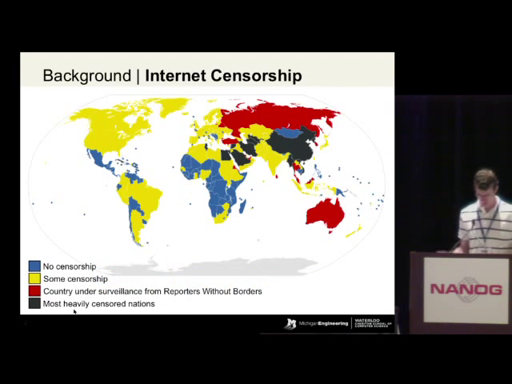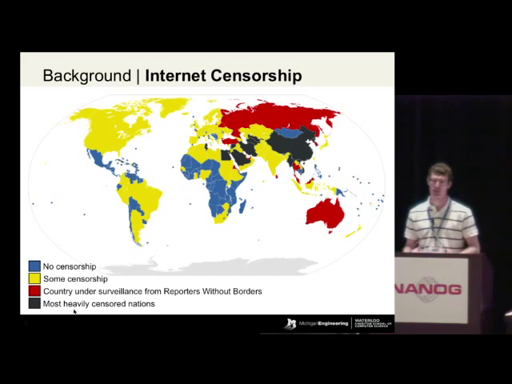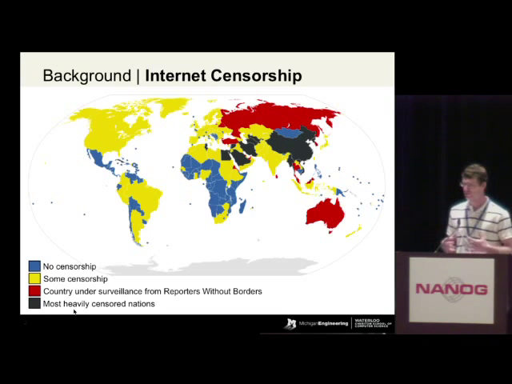So the problem that we're talking about today is one of government internet censorship. And this is really a global problem. It's not just concentrated in a handful of countries like you've probably heard of China and maybe even Iran, but it's really spread across the world, and all sorts of different countries censor for lots of different reasons.